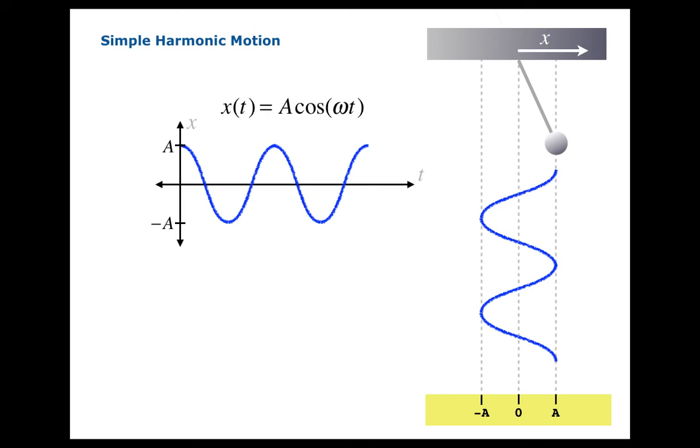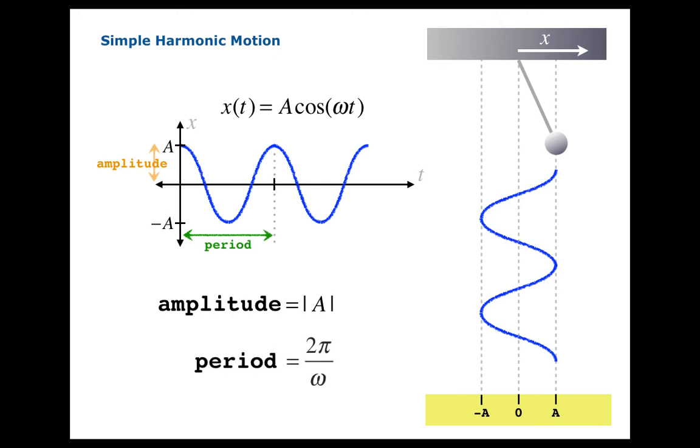And you can see the equation showing up there, x of t equals A cosine of omega t. And the amplitude is A. And the period is defined as the time it takes for the motion to repeat. So the period is there on the graph. And from your pre-calculus knowledge, you can verify that the period is going to be 2 pi over omega.